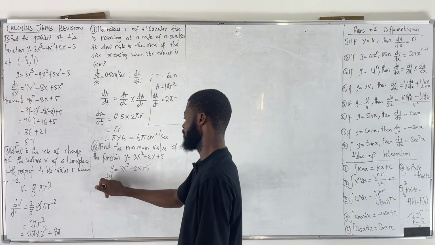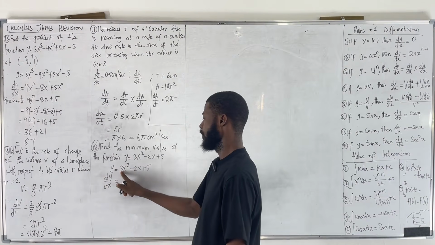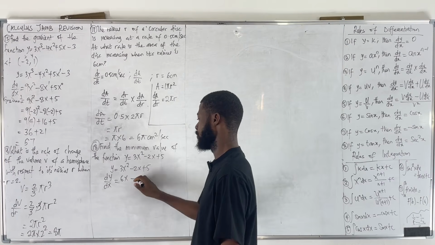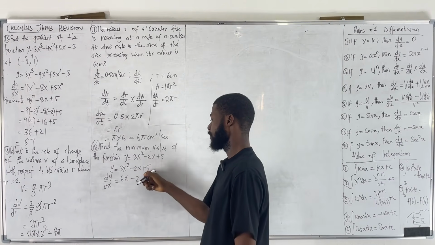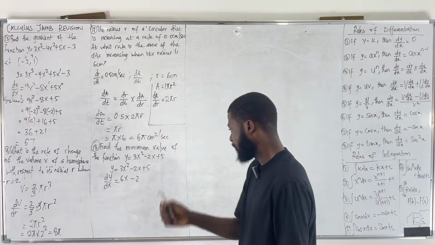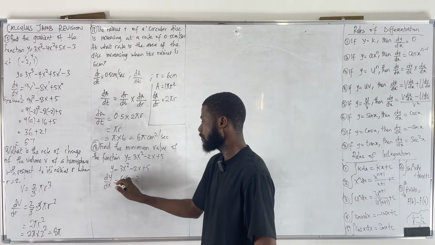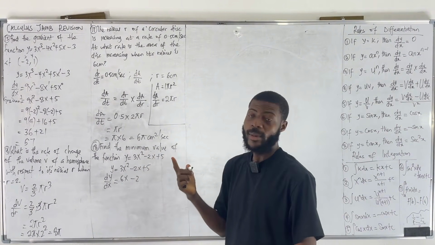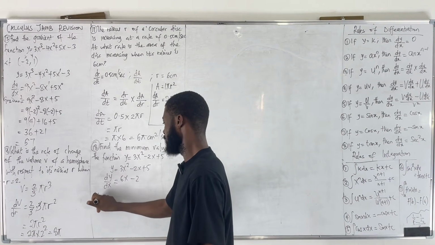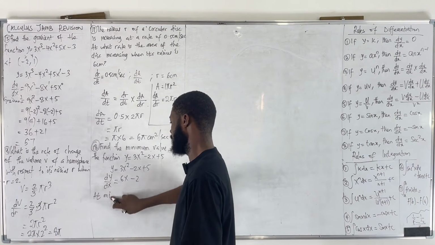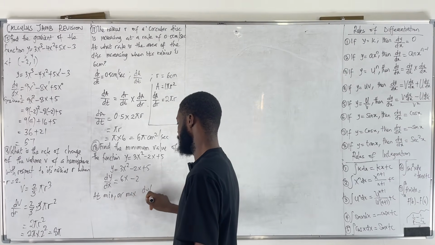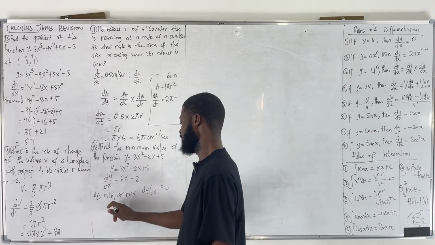First of all, let's differentiate. So dy/dx will become: differentiate 3x squared, you get 6x. Differentiate minus 2x, you get minus 2. Differentiate 5 is 0, it's a constant. If you're looking for the minimum value, it means the lowest point. At that lowest point, the gradient is 0. So at minimum or maximum, dy/dx is always 0.